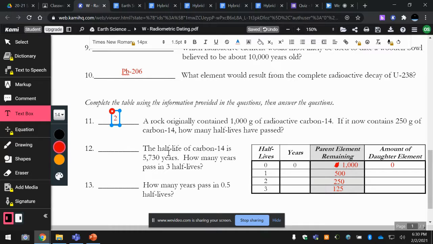The half-life of carbon-14 is 5,730 years. How many years pass in 3 half-lives? So here we're going to add 5,730 each time to each column here. So 5,730. The next one would be 11,460.